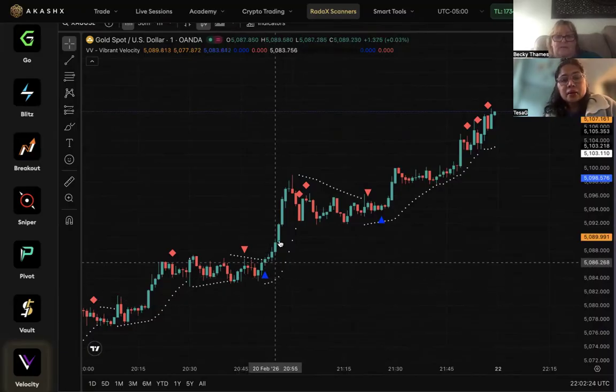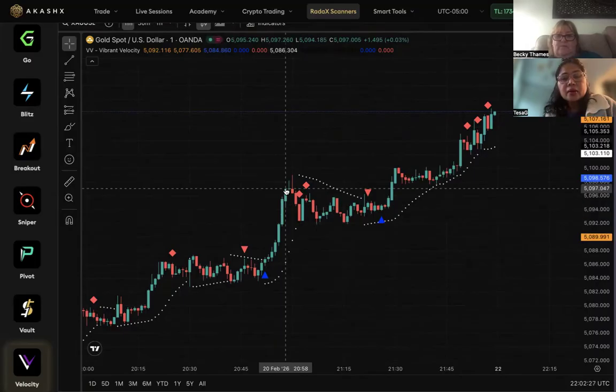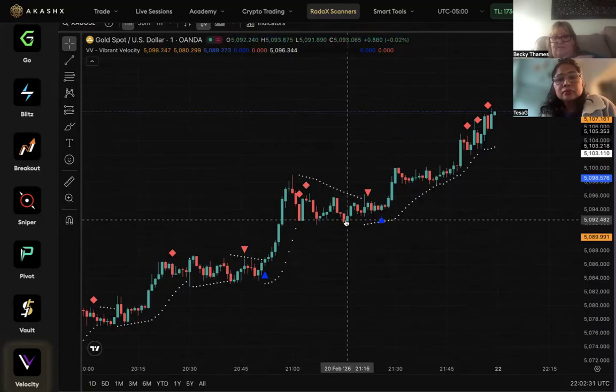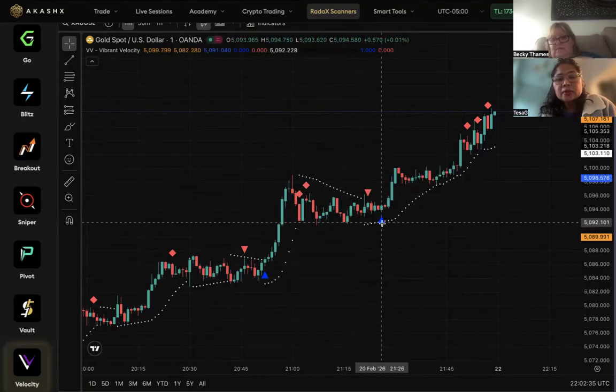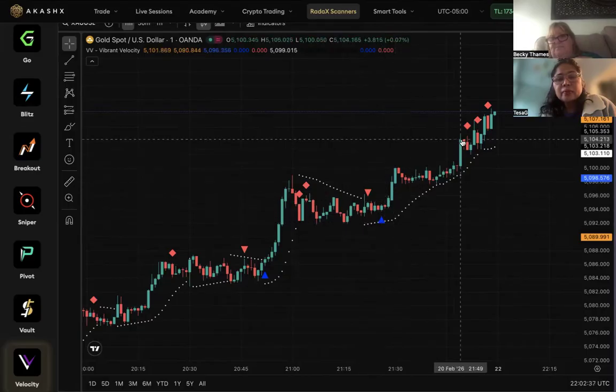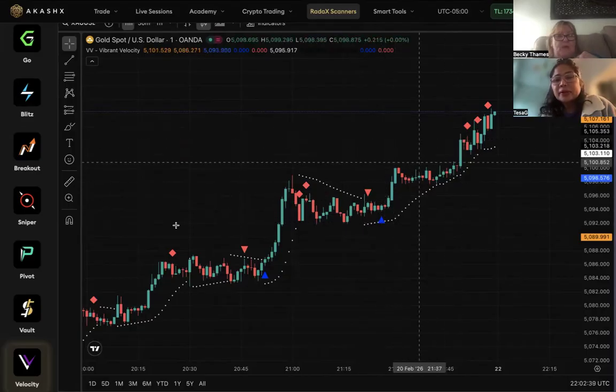But here again, we're on the 15 minute, and you buy here, and you can see clearly it was a buy. You sell here, and it was a sell, and then another sell, and then here it says buy, and then you buy. So that's one scanner.